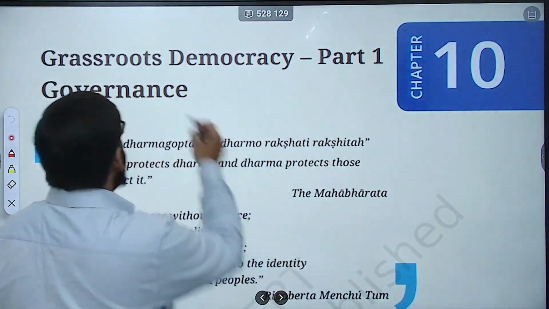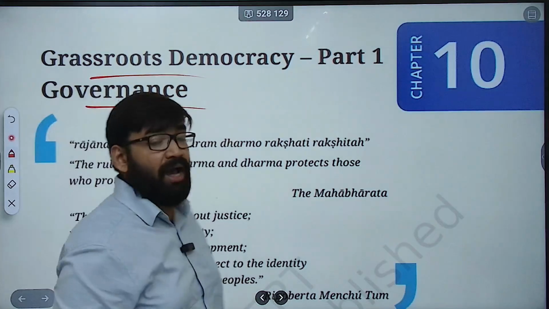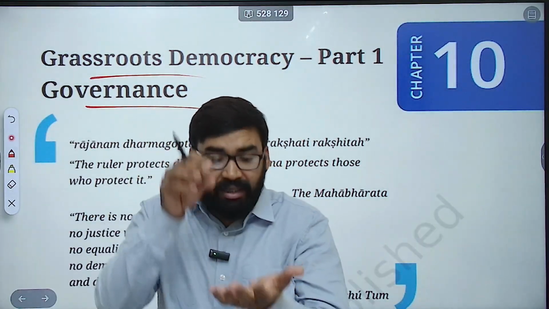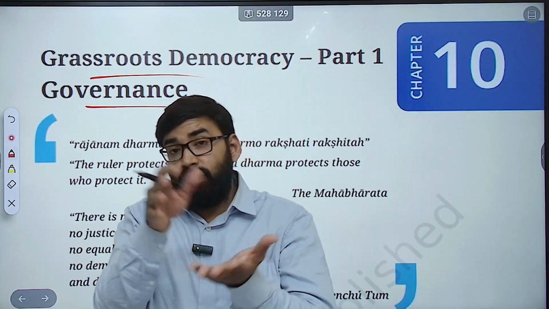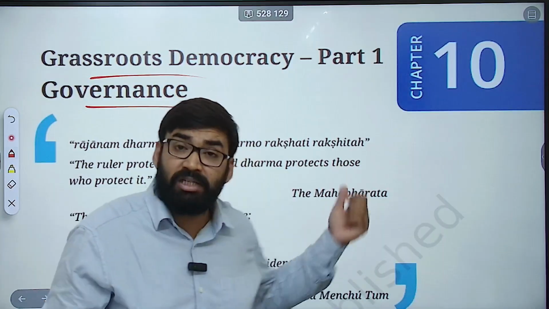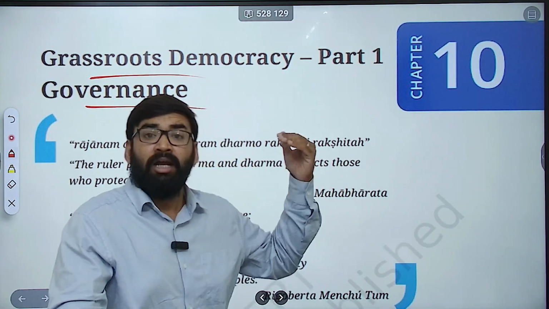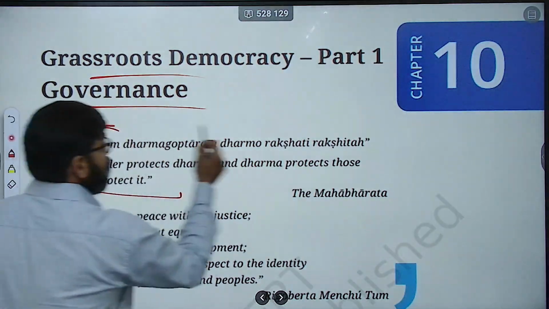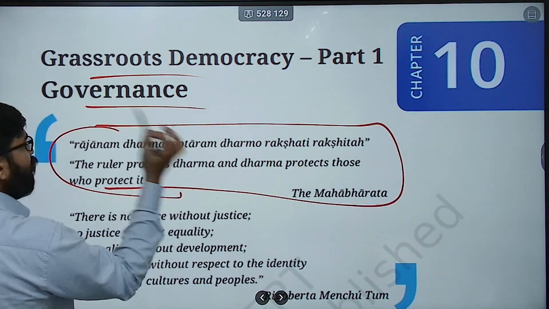So as you can see here, grassroots democracy and governance. This is the best way that they have linked ancient Indian heritage with democracy. So there is a chapter on democracy, and it even begins with a quote from the Mahabharata. As you can see here, this chapter of polity begins with the quote of Mahabharata.